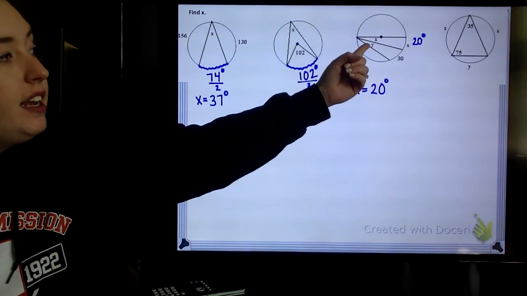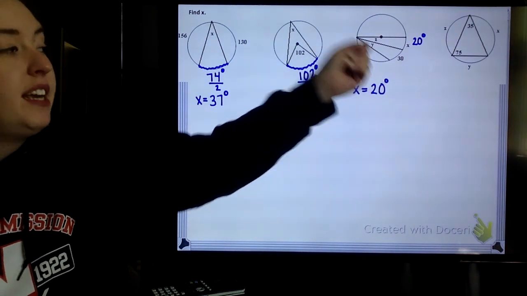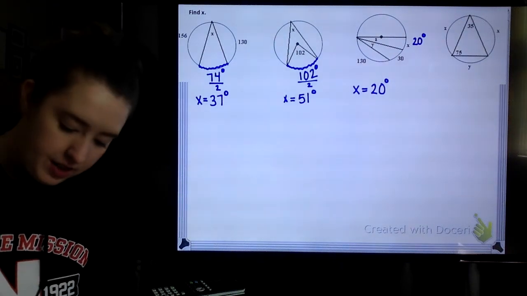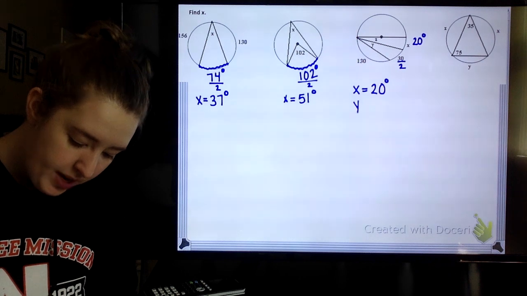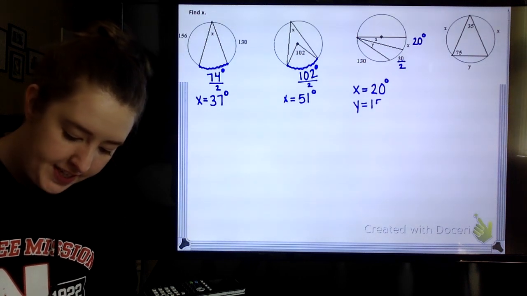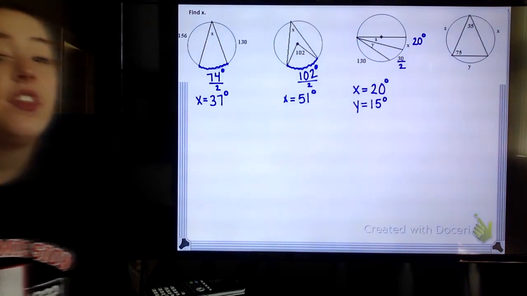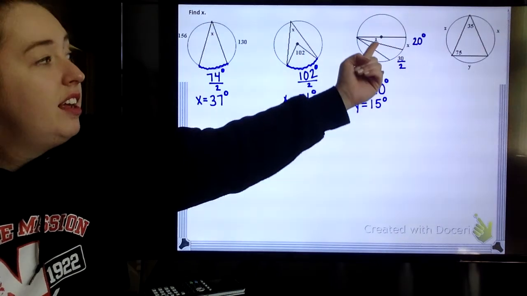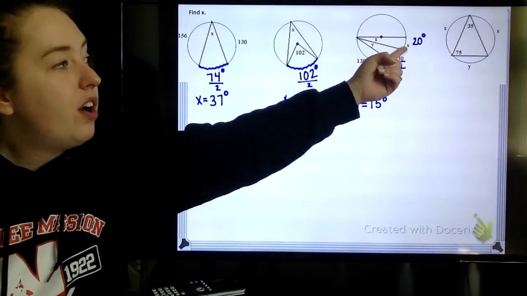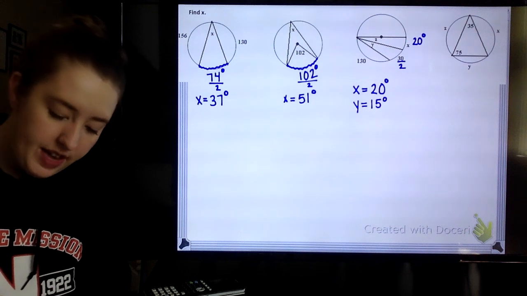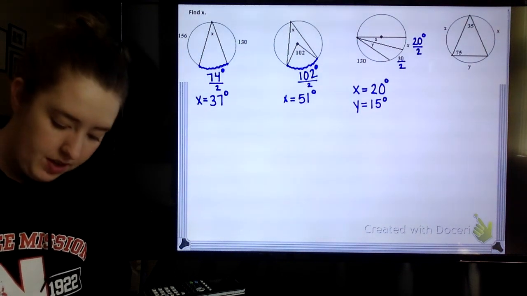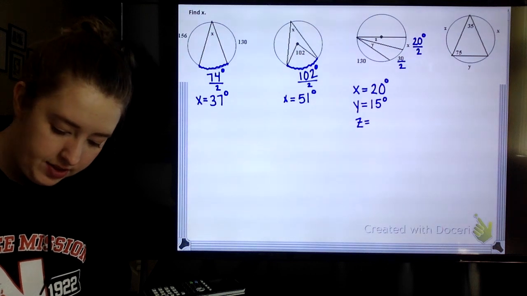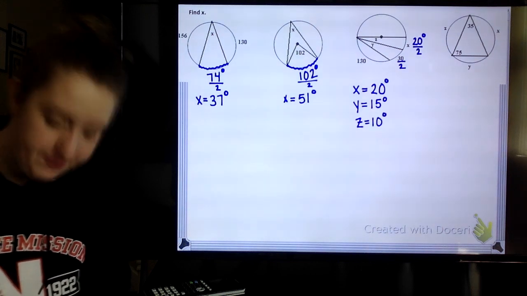Now, y right here, that angle is intercepting that arc that's 30 degrees. So I'll have to take that and divide it by 2, so y equals 15 degrees. Then I'll do the same thing over here. Angle z is intercepting the arc that's 20 degrees, so I'll have to take that 20 degrees and divide it by 2. So z equals 10 degrees.